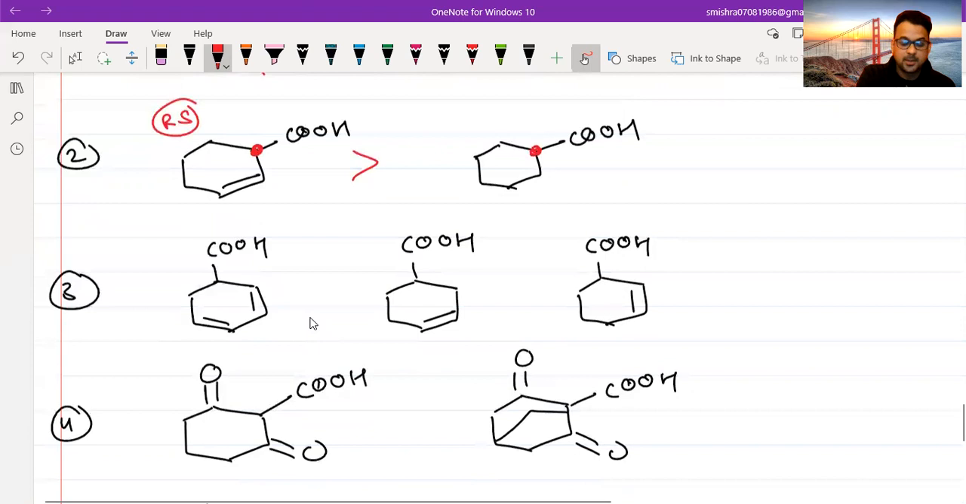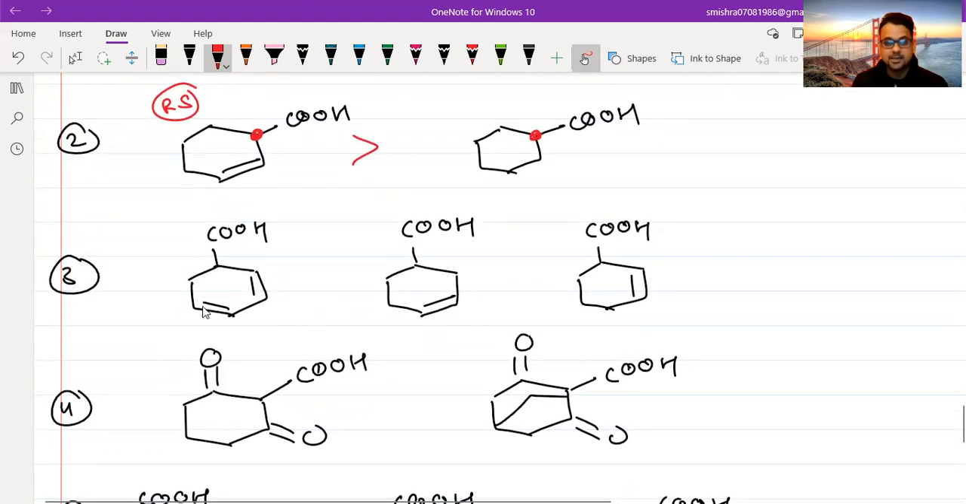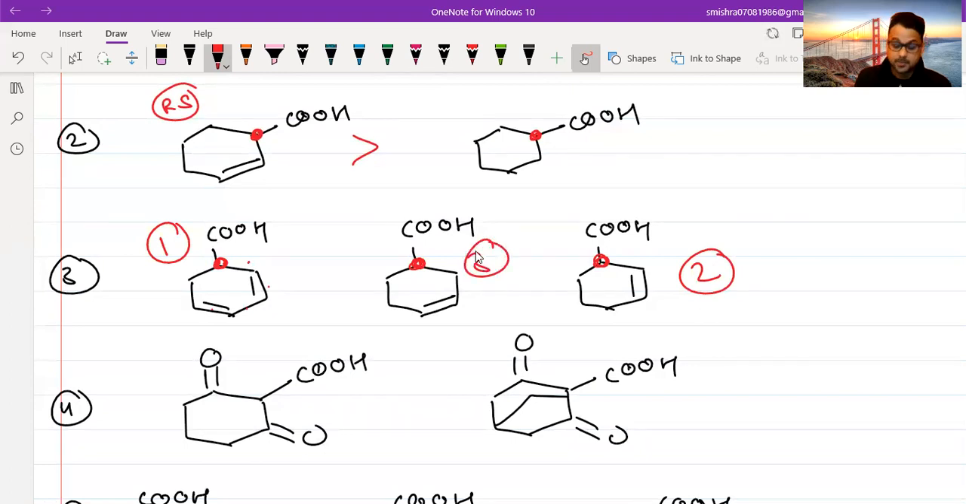Let us look at question number 3. In question number 3, what is happening is pi, sigma, and this is the carbanion position. CO2 is removed. This is the carbanion position, and this is the carbanion position. So in this carbanion, there is pi, sigma, lone pair. Extensive resonance, most stable, fastest rate of decarboxylation. In this case, it is pi, sigma, and lone pair, no resonance. And this is resonance stabilized, but this is more resonance stabilized. So this will be 1, this will be 2, and this will have the least rate of decarboxylation.